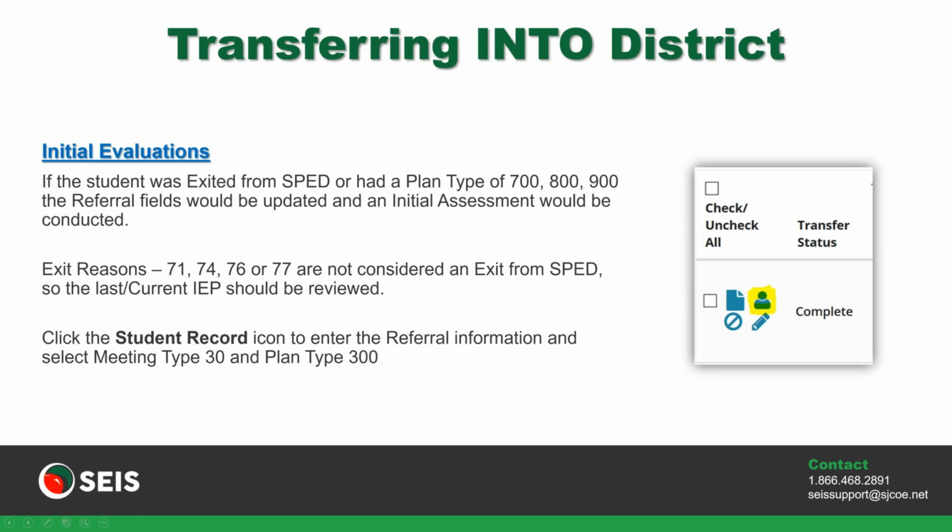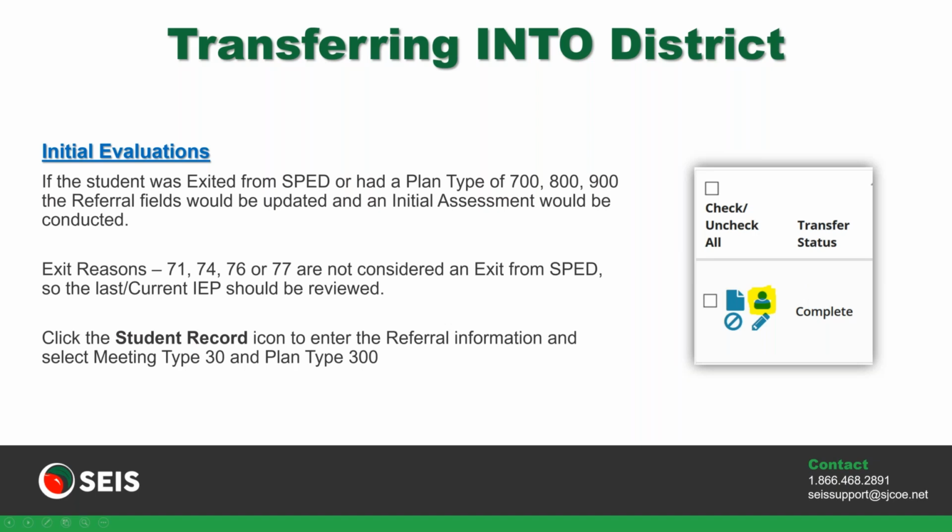So for the students that have transferred into the district where they were exited in their previous district, or they were D&Q'd with a plan type 700, 800, or 900, well, this is just your initial assessment. The student was previously exited, they're being re-referred, and so you are going to go to the student record and update their referral information as you normally would.